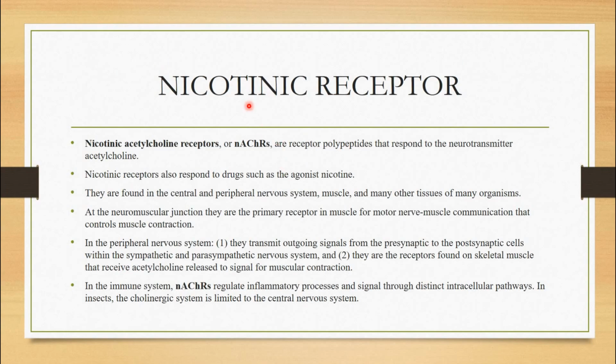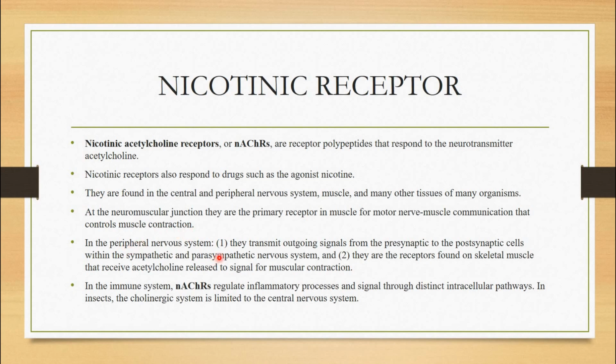Next is the nicotinic receptor. Nicotinic acetylcholine receptor, or in short you can write nAChRs, are receptors which are polypeptides that respond to the neurotransmitter acetylcholine. And these nicotinic receptors respond to drugs such as agonist nicotine. They are found in the central and peripheral nervous system, and at neuromuscular junction they are the primary receptor in muscle for motor nerve muscle communication that controls the muscle contraction.